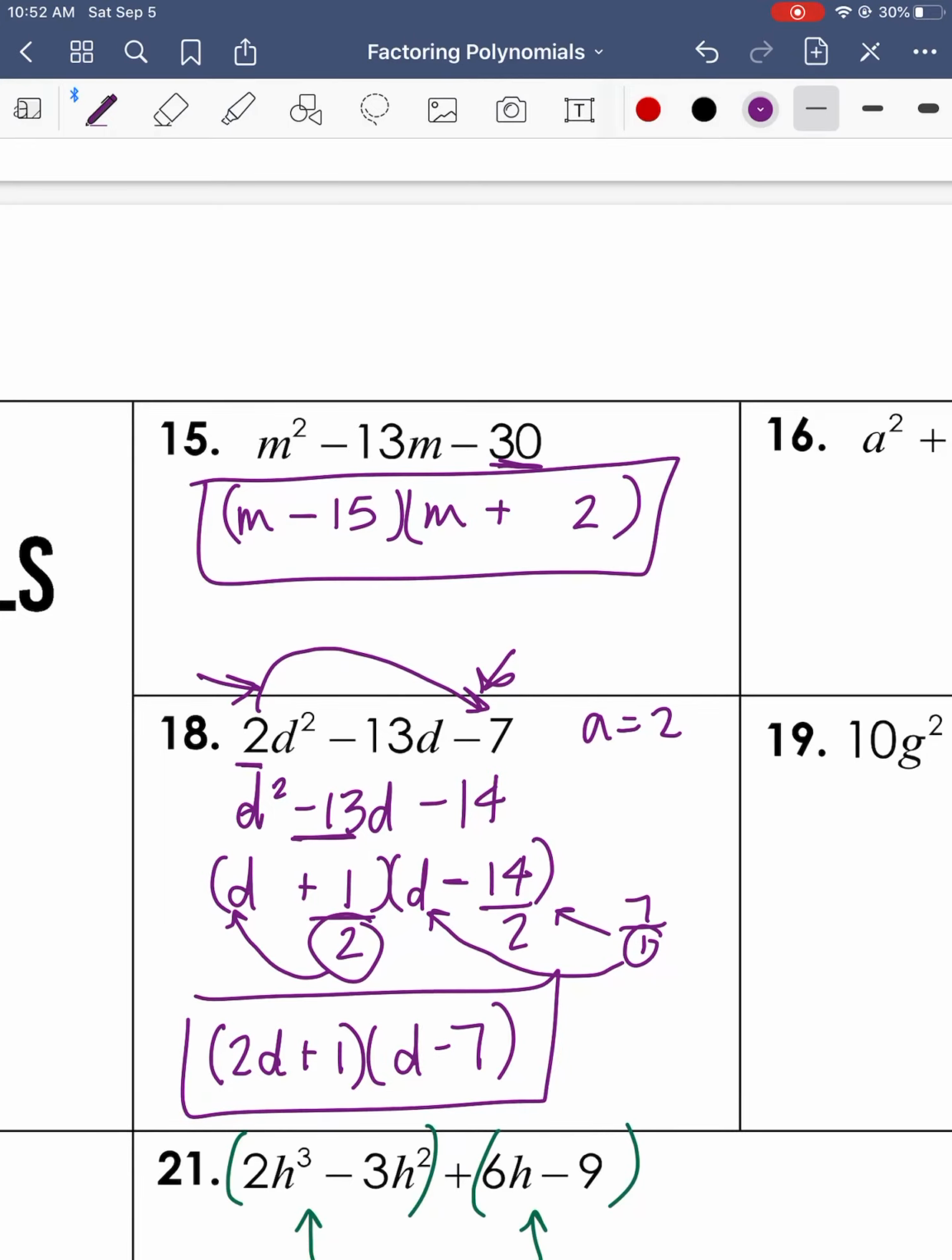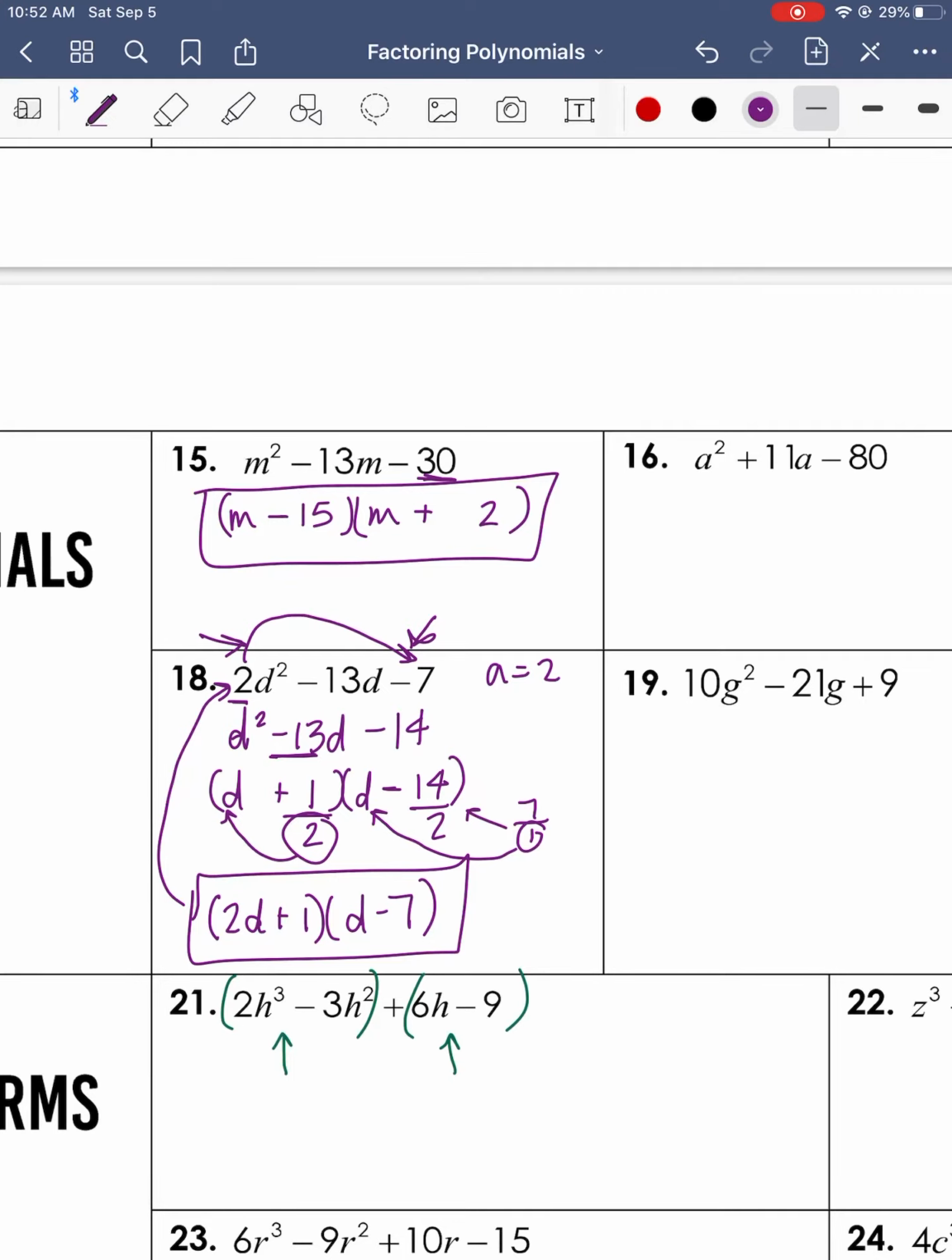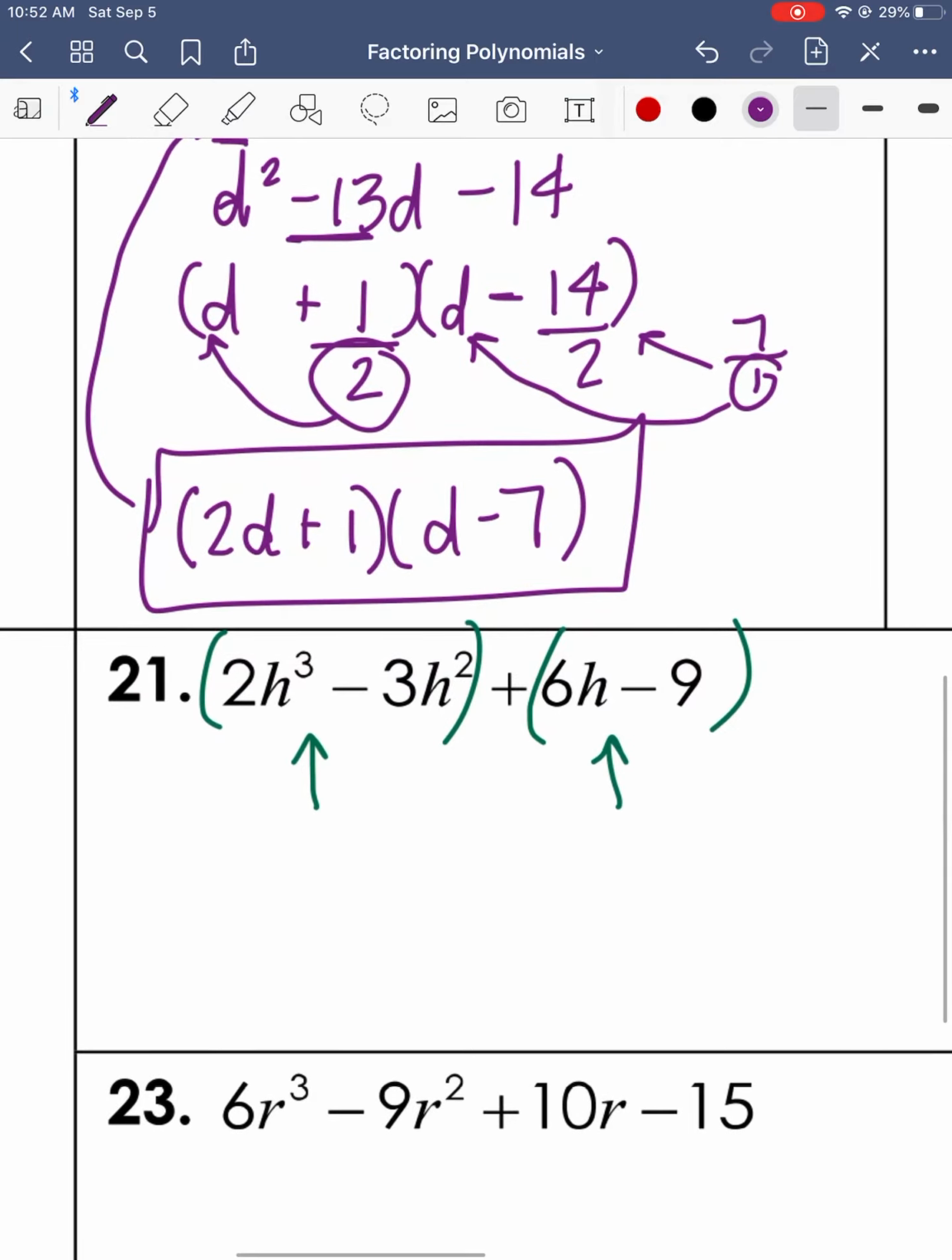If you multiply this out, you'll see that it does, in fact, equal that trinomial in the front. Again, if this is confusing, come talk to me, send me a message, we'll set up a time to go over this slip and slide and I can give you some practice, or you can practice on your homework. Alright, let's move on to 21.